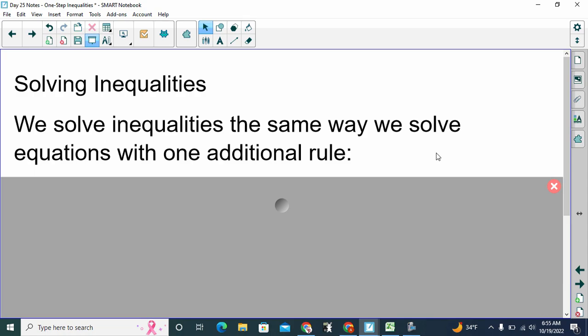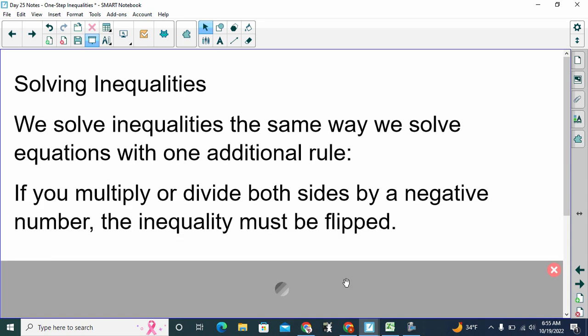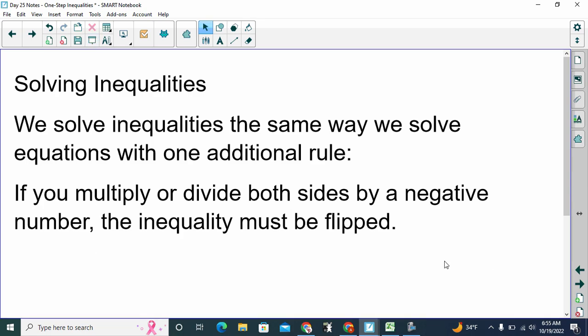And this one additional rule is sometimes we need to flip the inequality around the other way. And we do that if we multiply or divide both sides by a negative number. If you multiply or divide both sides of the inequality by a negative number, the inequality must be flipped. Every part of that statement is important.